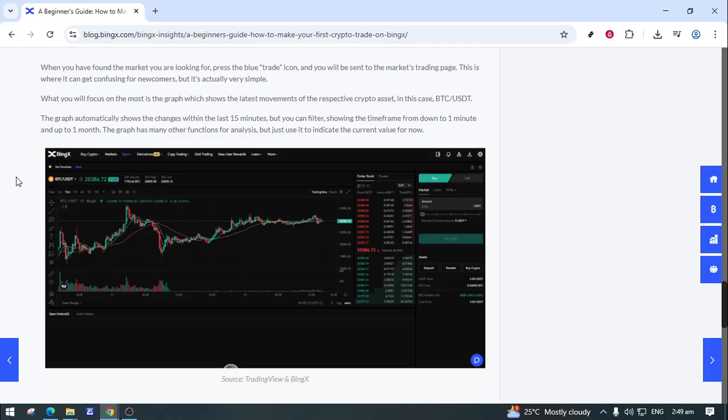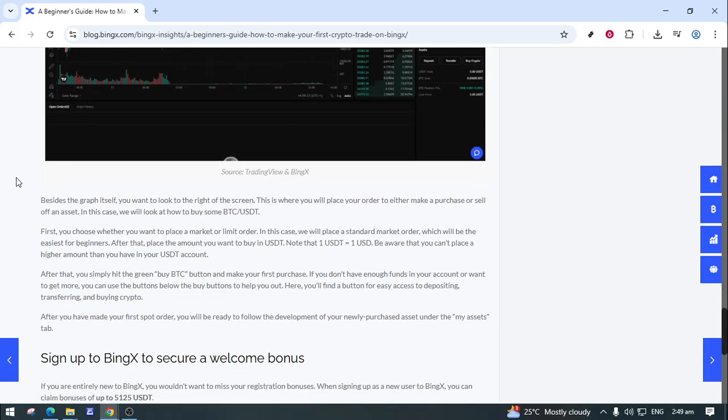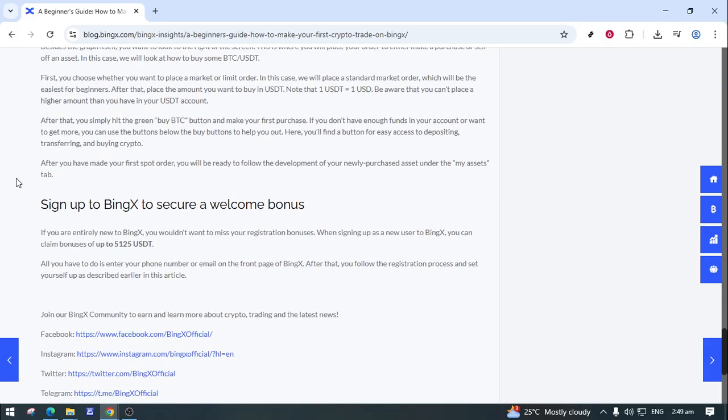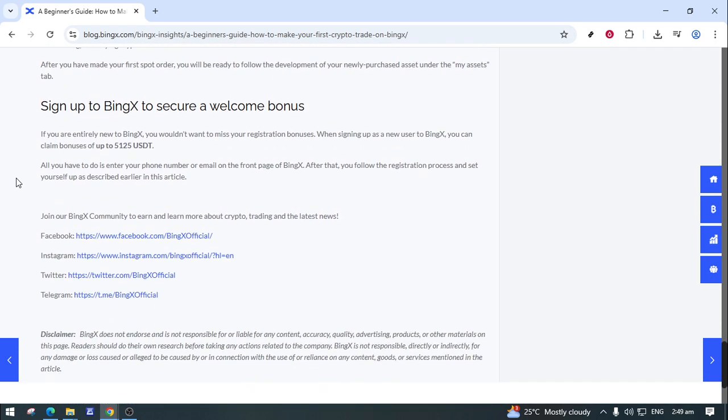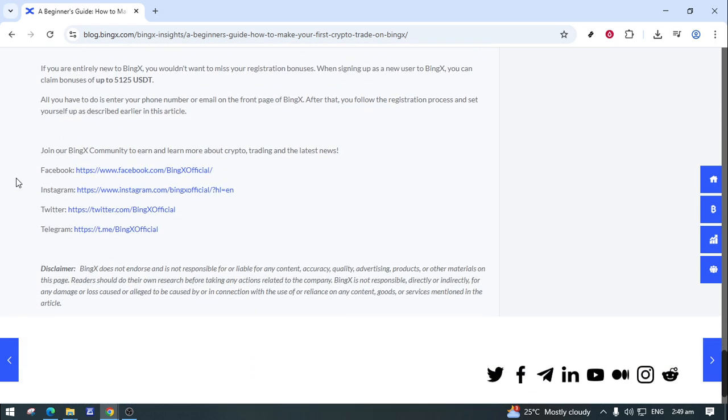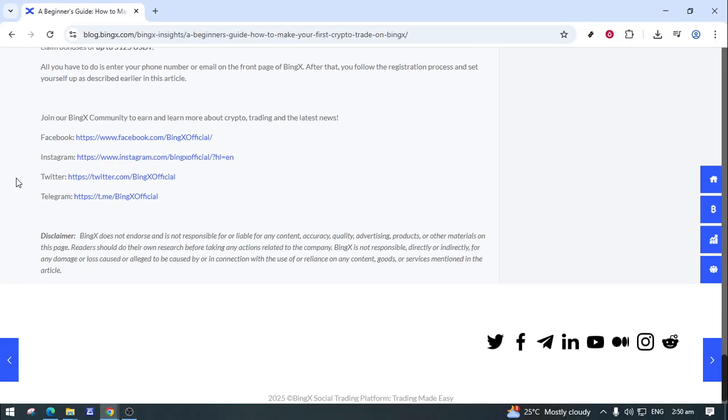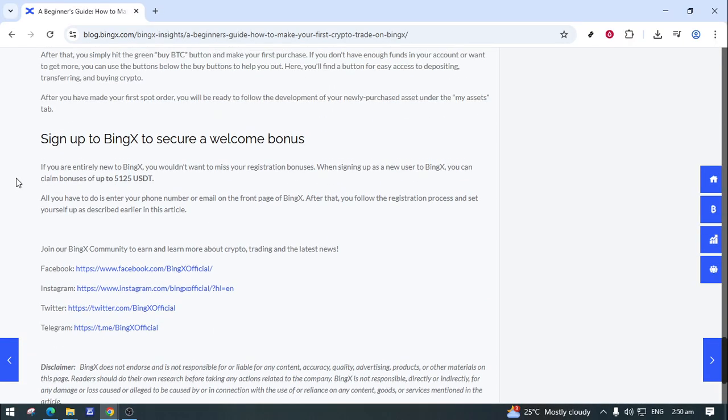Successful trading is not just about executing trades. It's also about analyzing and learning from your actions. Keep track of your trades in the order history section to monitor your performance over time. Regularly reviewing your trades will help you identify any trends or patterns that can inform future decisions.